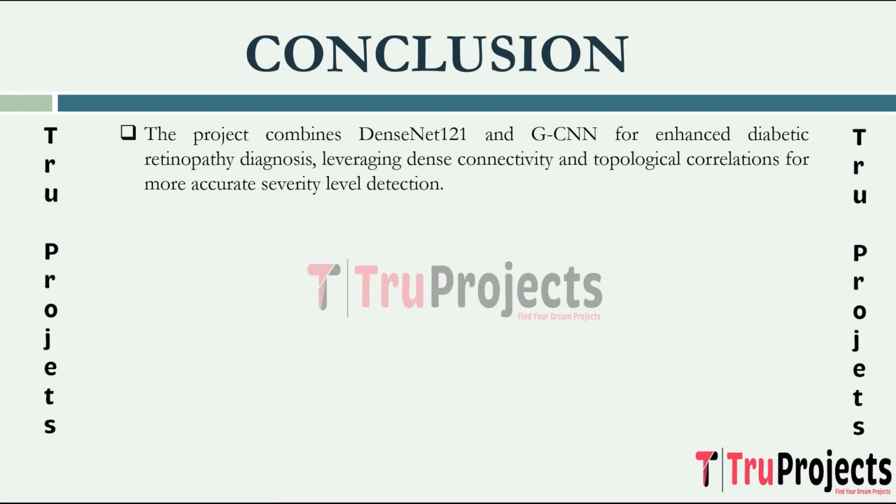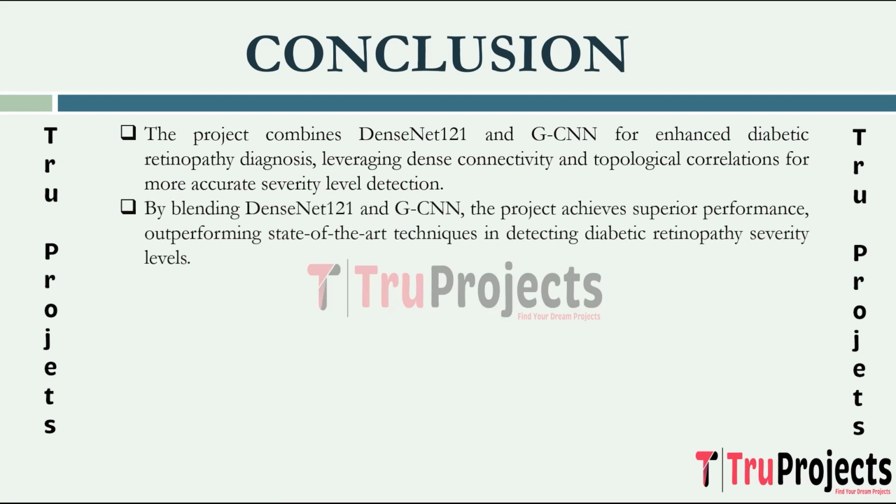The use of dense connectivity in DenseNet 121 and the exploitation of topological correlations in GCNN contribute to more accurate and efficient disease severity level detection. The project concludes with a notable achievement in advancing automated diagnostics for diabetic retinopathy, particularly through the strategic combination of DenseNet 121 and graph convolutional neural network algorithms. This ensemble model excels in disease severity level detection, surpassing the state-of-the-art techniques.